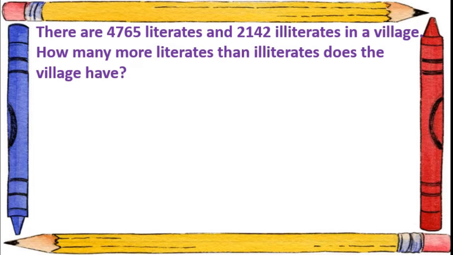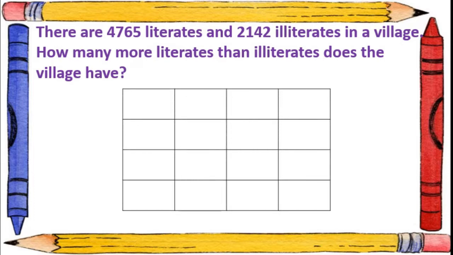Correct? Then there are 2,142 illiterates. Illiterates means one who cannot read and write. Okay? Now we have to find out how many more literates than illiterates does the village have. Okay, means we will have to subtract the illiterate number from the literates number. Correct? Then we will get how many more literates in that village.